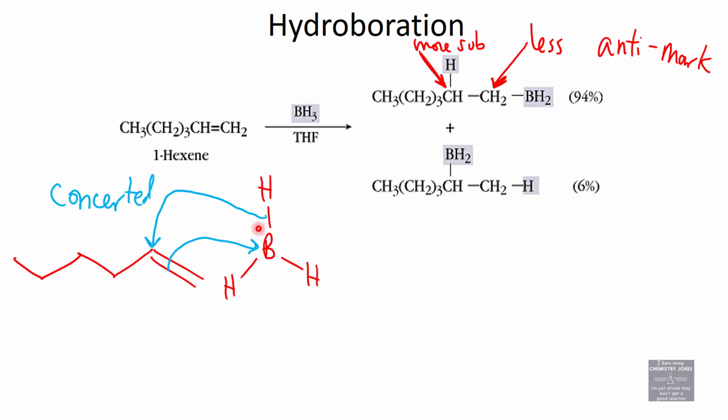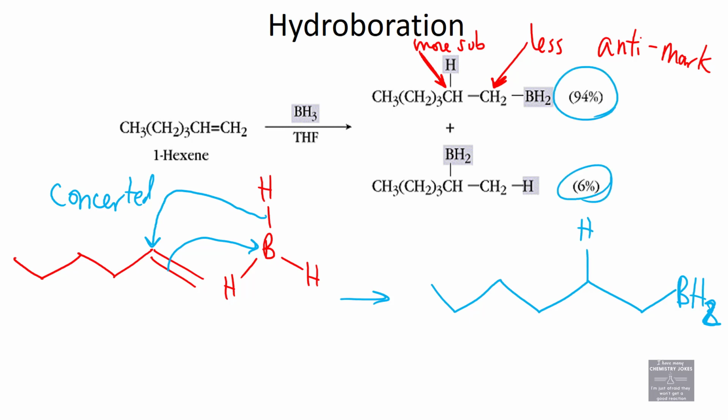Okay. Anyway, hydride with its electrons attacks the more substituted side, and that's how we ended up with the boron added over here. Oops, that's an H2 now. And the hydrogen added over there. Yeah. This says it's 94 to 6%. We're going to pretend that 6% version does not exist.